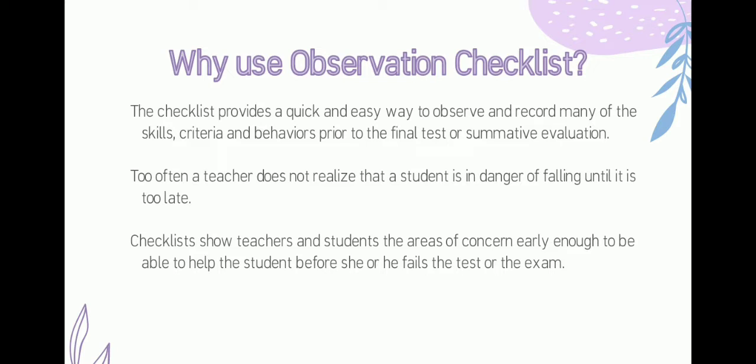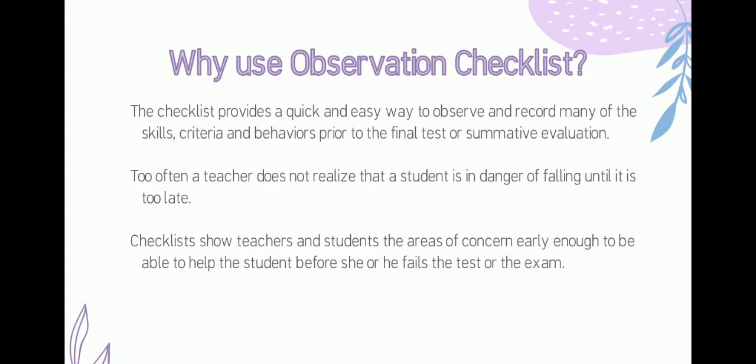So, an observation checklist allows teachers to record information quickly about how students perform in relation to specific outcomes from the program of studies. Too often, a teacher does not realize that a student is in danger of failing until it is too late. Also, checklists show teachers and students the areas of concern early enough to be able to help the student before she or he fails the test or the exam.